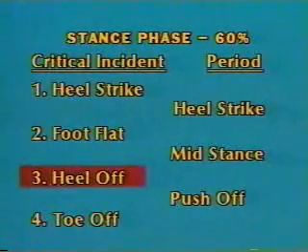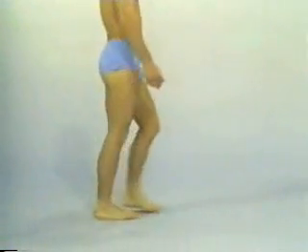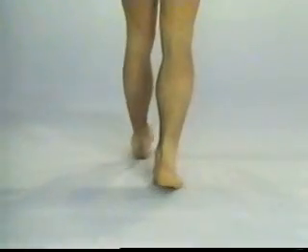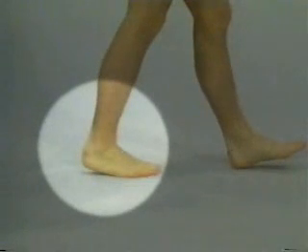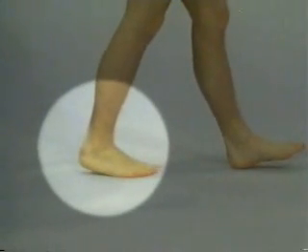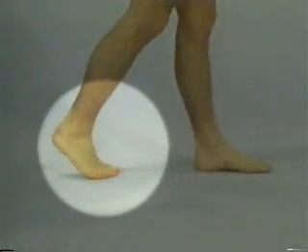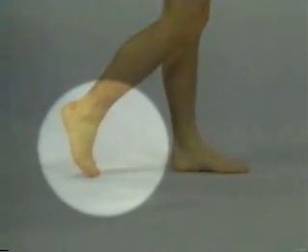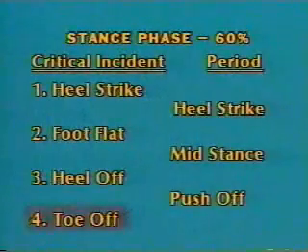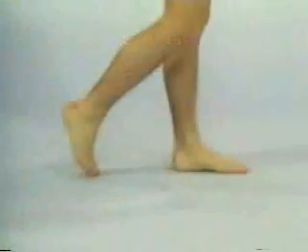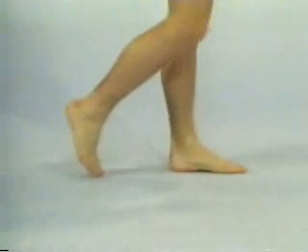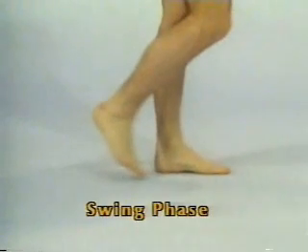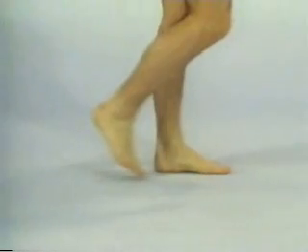Heel off. As the body weight passes further forward over the supporting foot, the gastrocnemius soleus complex contracts, causing plantar flexion of the foot and ankle to occur, giving rise to the heel off position in preparation for the final critical incident of the stance phase, known as toe off. As the forefoot leaves the ground, the extremity now enters the swing phase of gait. Like stance phase, the swing phase can also be broken down into various periods.